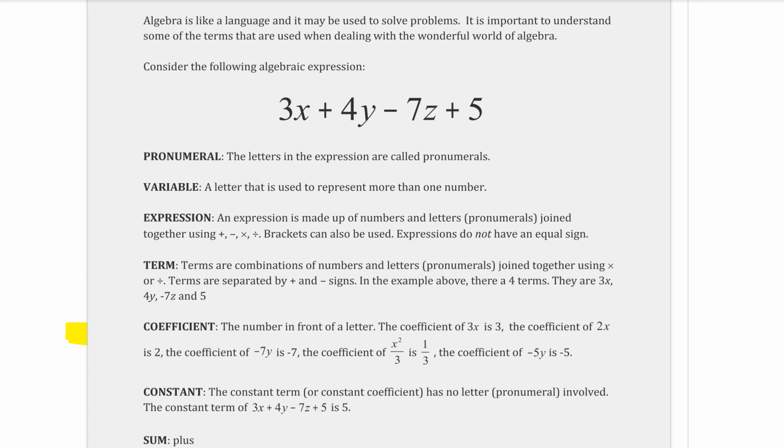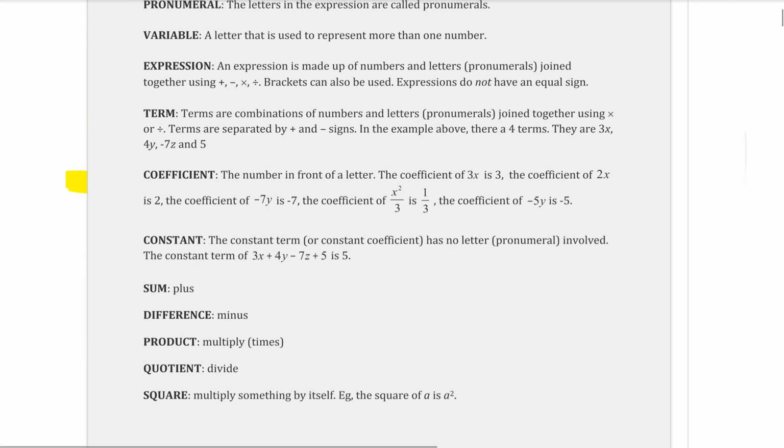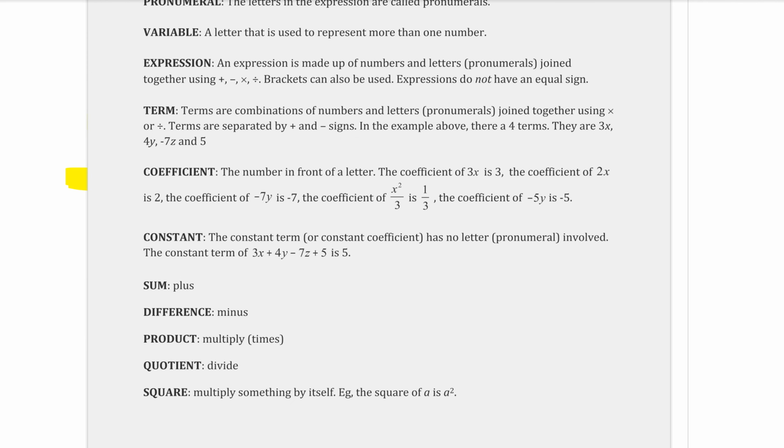Coefficient is the number in front of the letter. So the 3 is the coefficient of the X. Okay, just the number. We only want the number that's in front of it. So I say, what is the coefficient of Y? What's the coefficient of Y? 4. Excellent.